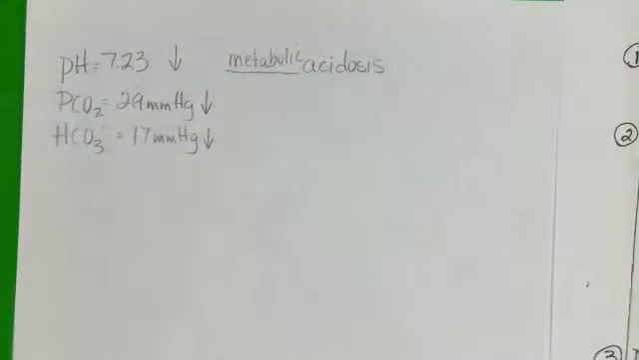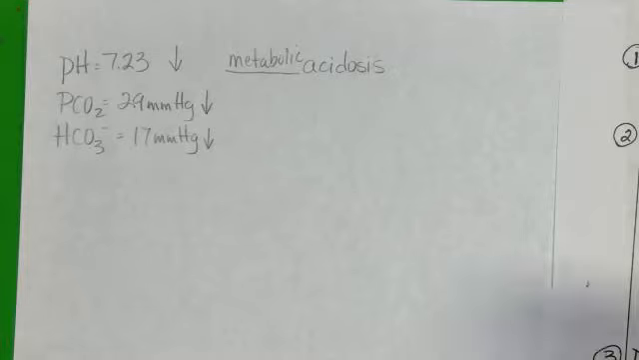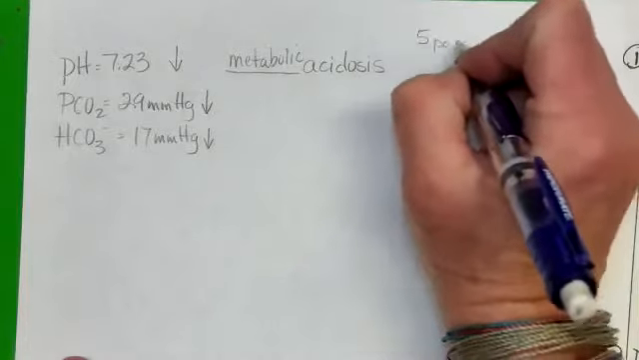Oh, and here is how I'm going to grade each question. Each ABG is worth 5 points. So where are my 5 possible points going to come from?